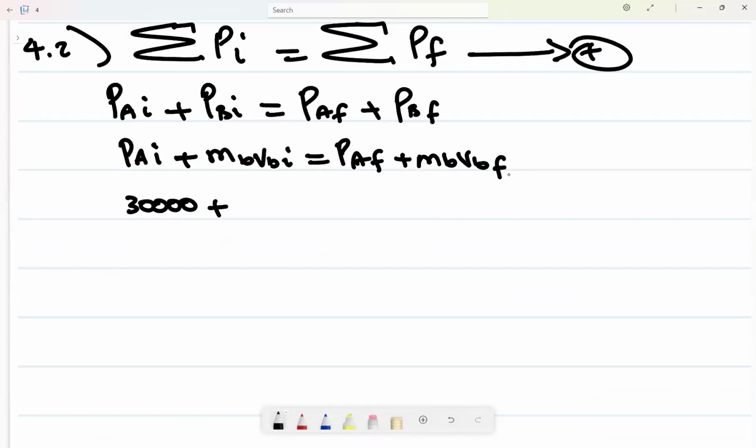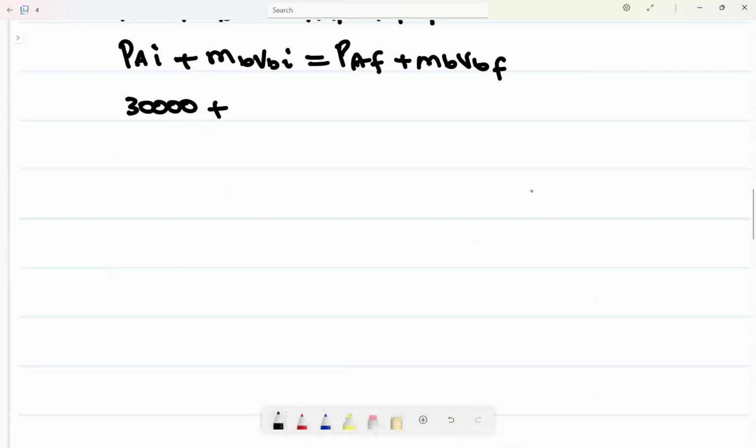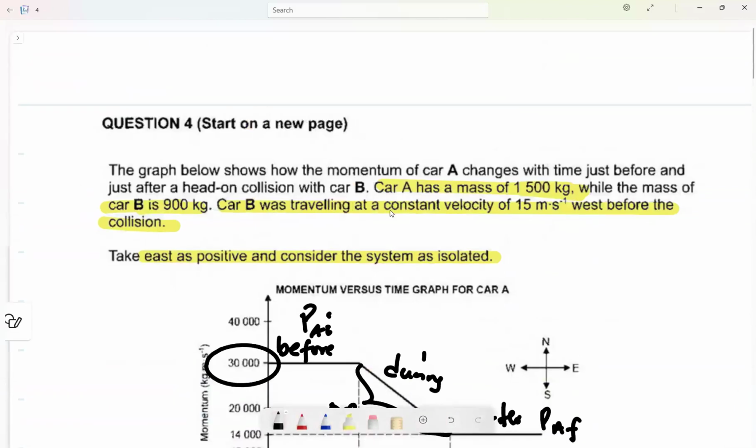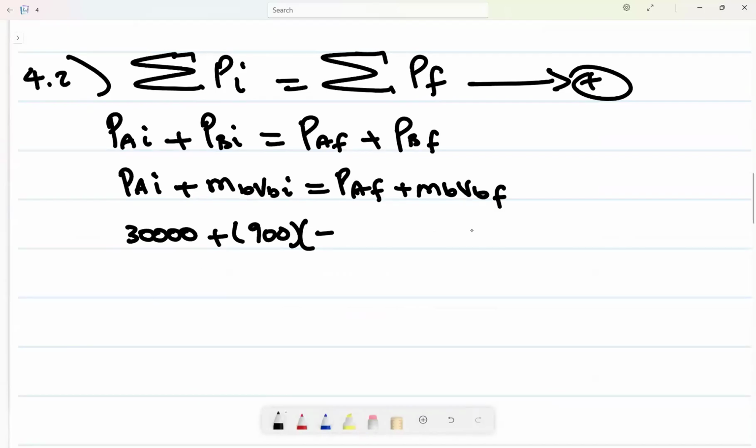Plus the mass of this one was how much? I forget. This mass is 900. So I'm going to say the mass of this one is 900. Then the velocity of B. What is the velocity of B initial? They say car B was traveling at a constant velocity of 15 meters per second west, and west is negative, so it is negative 15. Therefore, what is the momentum of A final?